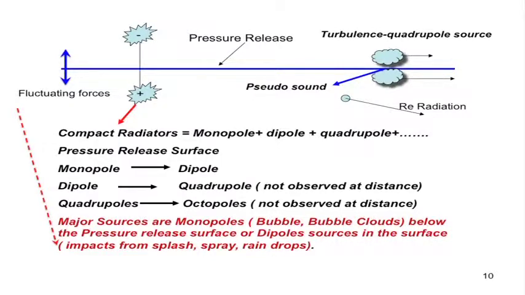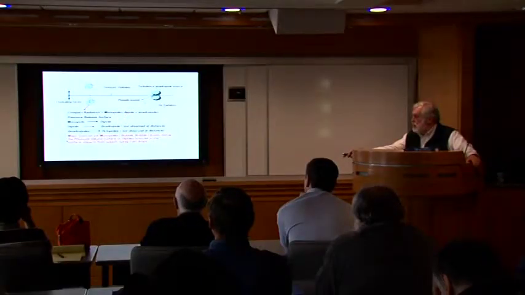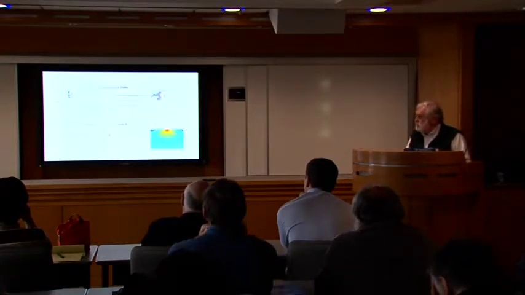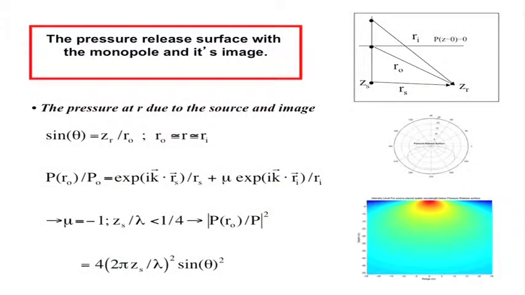Keeping in mind the sea surface is rough, it's not a minus one. Keeping in mind that we have bubble distributions below the sea surface. And so the question is, why would this kind of description apply? And the reason is that what we measure in the ocean sort of looks like that.